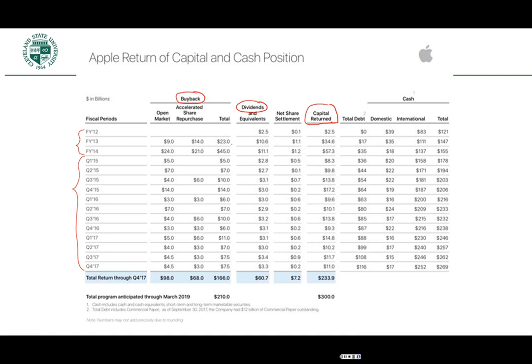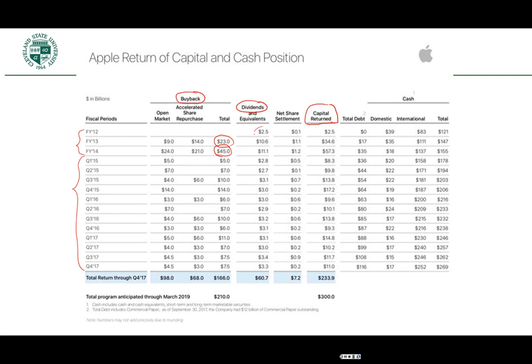Fiscal year 13 is the year where Apple initiated the repurchases, and Apple gave back $23 billion to shareholders in the form of buybacks. And in 14, Apple paid back almost double what they paid back in 13, $45 billion in the form of share repurchases. And how about dividends?